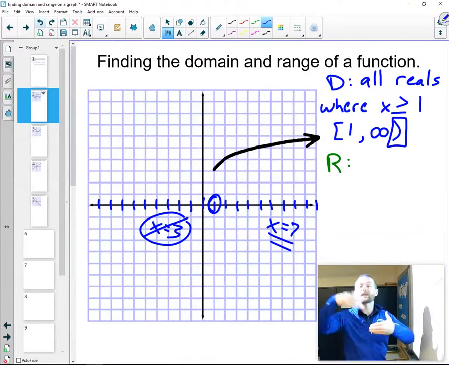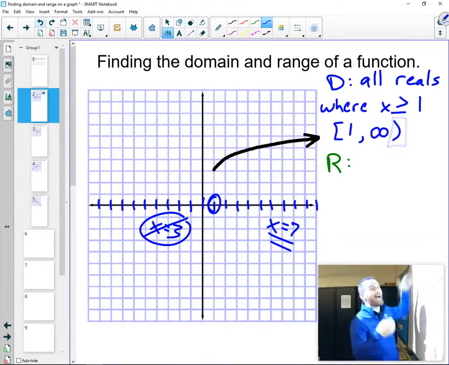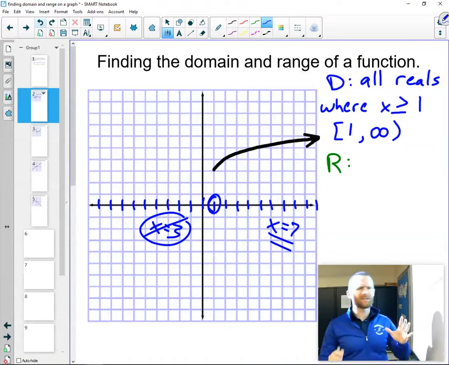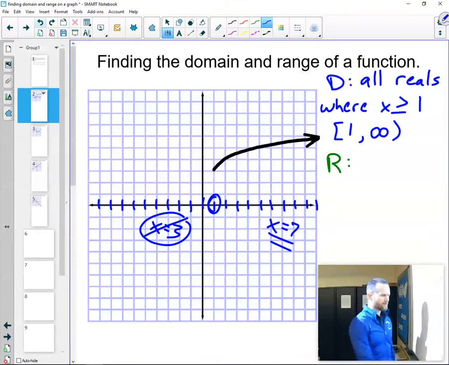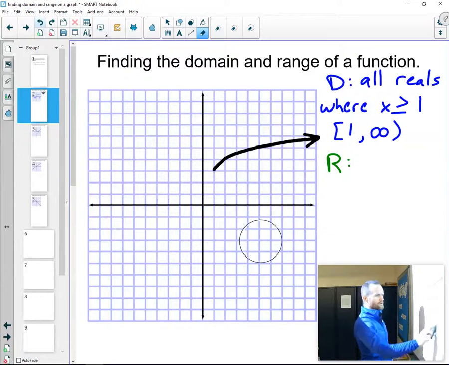We know infinity just means we keep on going, we keep on going. We can always add 1 and get to a higher number. So we'd never have a bracket around infinity. All right, now let's talk about the range.